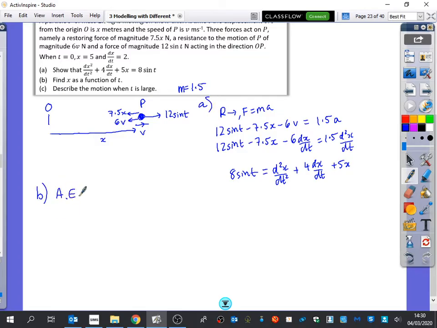First of all, we'll do the auxiliary equation. And the auxiliary equation is m squared plus 4m plus 5 equals 0. So m is equal to minus 2 plus or minus i. So the complementary function, because remember it's a complementary function now and not the general solution, is x equals e to the minus 2t, good, P cos t plus Q sin t.